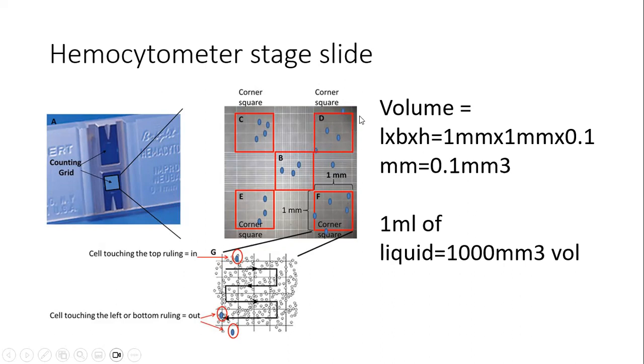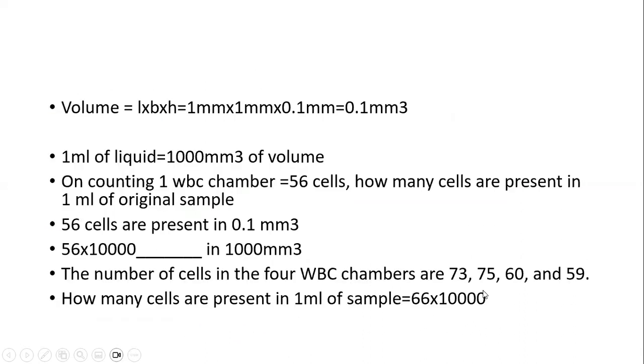With this information, we can calculate the volume of each of these squares. The volume of each square is length into breadth into height, that is 1 millimeter multiplied by 1 millimeter multiplied by 0.1 millimeter. So the total volume is going to be 0.1 millimeter cube. Also, there is a relation between liquids and how much volume they occupy. Generally 1 ml of a liquid will occupy 1000 millimeter cube of volume. This relationship is important, which we'll need for further calculation.